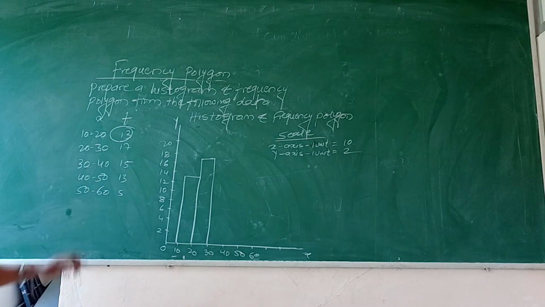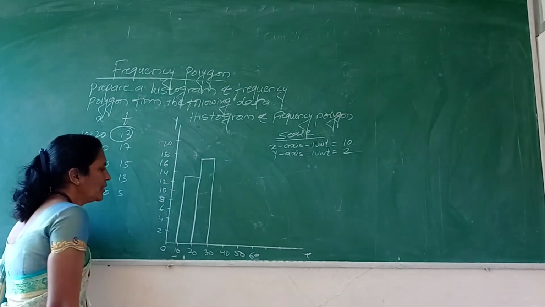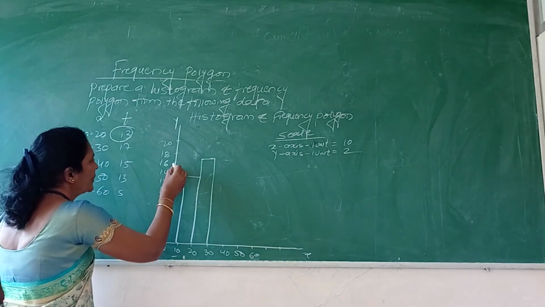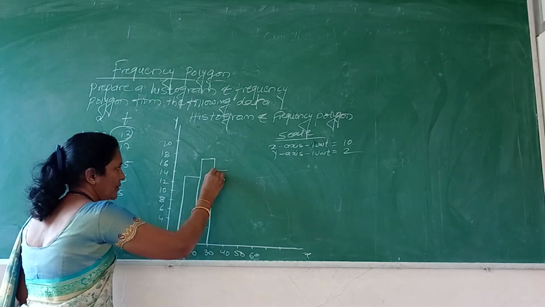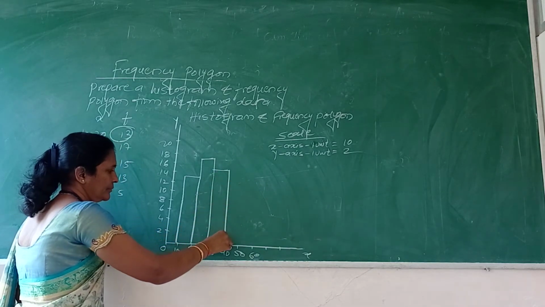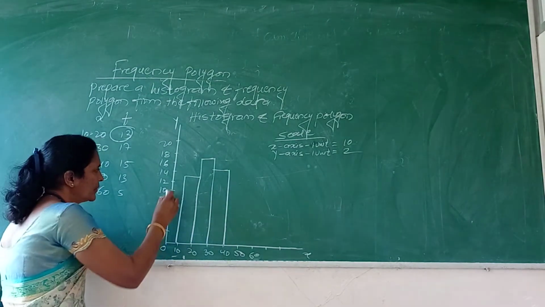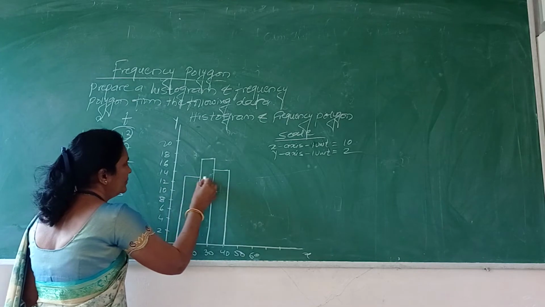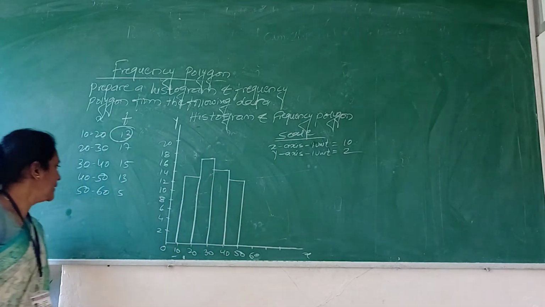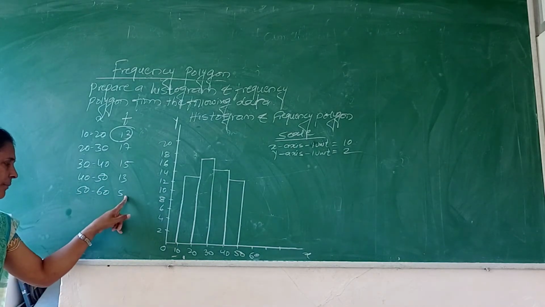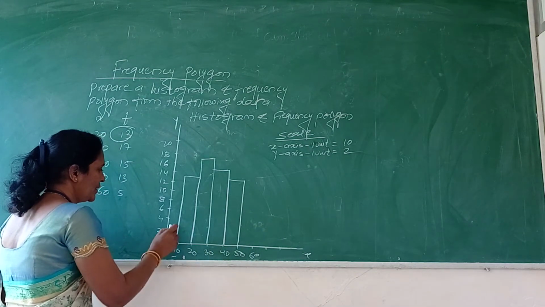30 to 40, how much is it? 15. 30 to 40, 15. Then 40 to 50, 13. Then your last class is 50 to 60. The value is 5. 50 to 60, 5.